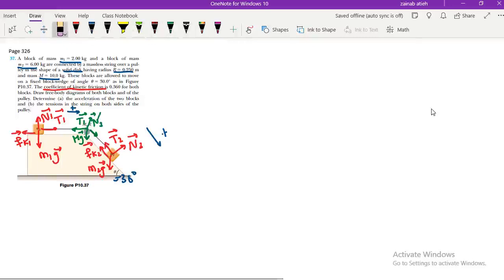So I'll just arrange the vectors. So this is T2 and this is N3. Now we have drawn the forces acting on each block and on the pulley. Now in part A I have to determine the acceleration of the two blocks and the tension in both sides of the string, the tensions in the string on both sides of the pulley.